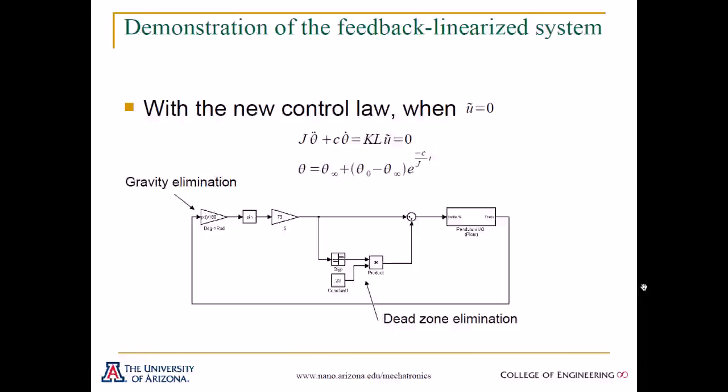We are now ready to illustrate the effect of feedback linearization on the real system. Consider the case when U tilde is equal to 0. Under these conditions, the solution of the equation of motion is represented by a constant term theta infinity plus an exponential transient term that decays to 0. We therefore expect to see a pendulum that remains stationary at any particular angle.